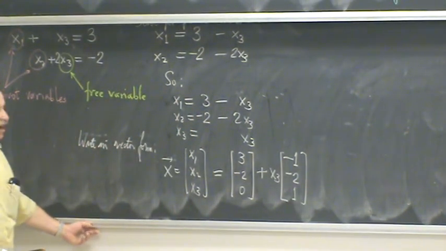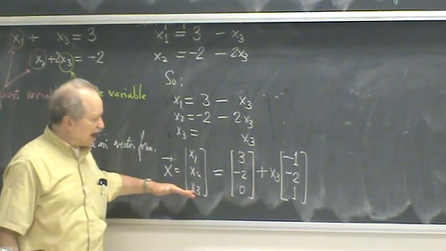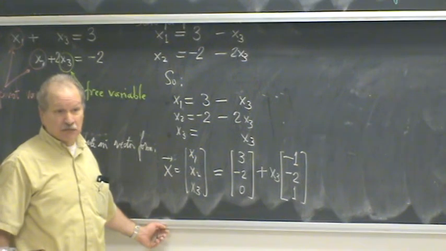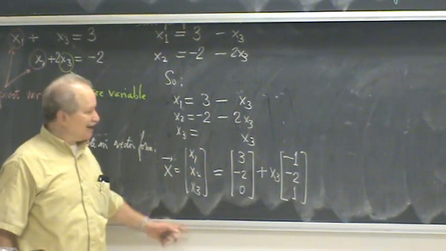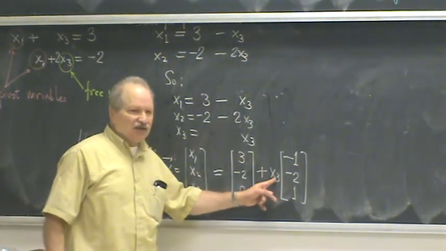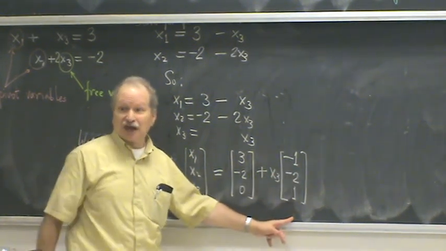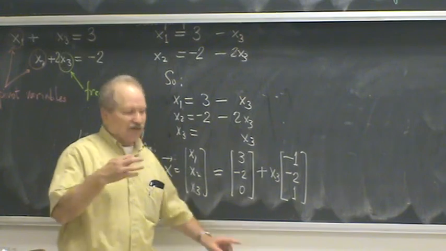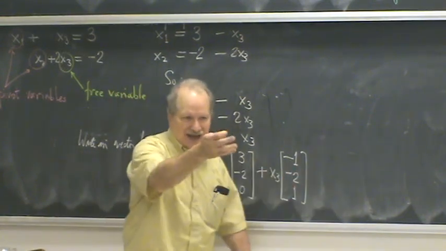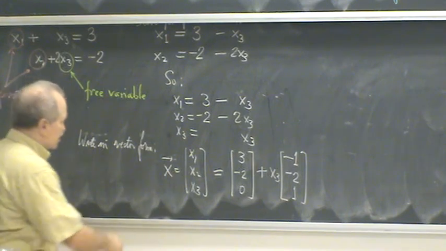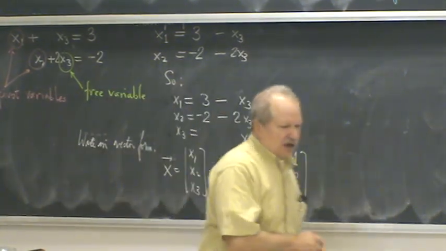So you now recognize this from chapter 1 as parametric equations for a line. A point plus a scalar times a direction vector. Single direction vector, so it's a line. Now if I had more free variables, I would get a plane or a higher dimensional subspace showing up. But this is the general solution in standard form.